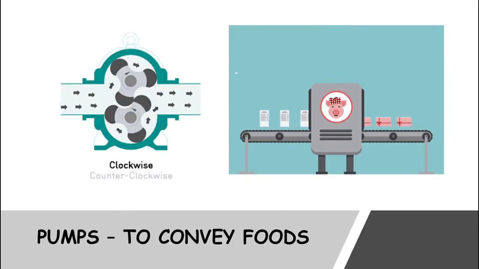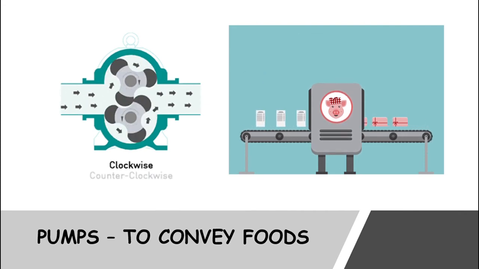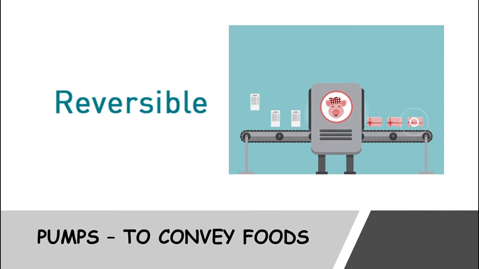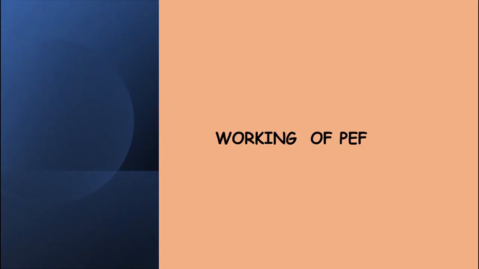In case of a continuous system, a pump is used to convey the food through the treatment chamber. A chamber cooling system may be used to diminish the ohmic heating effect and control the food temperature during treatment. High voltage and high current probes are used to measure the voltage and current delivered to the chamber.